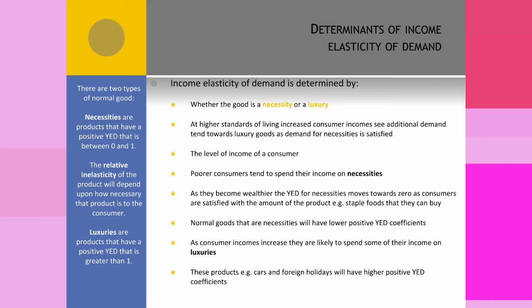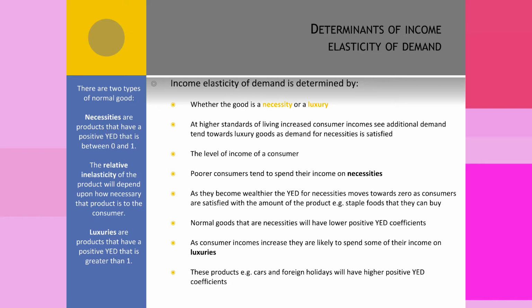And just to refresh our memories about the different determinants that we have, we did look at this in price elasticity, but in income elasticity, it is determined by whether the good is a necessity or a luxury. Because at higher standards of living, increased incomes will see an additional demand towards luxury goods because we've got more income, which means we can spend more.